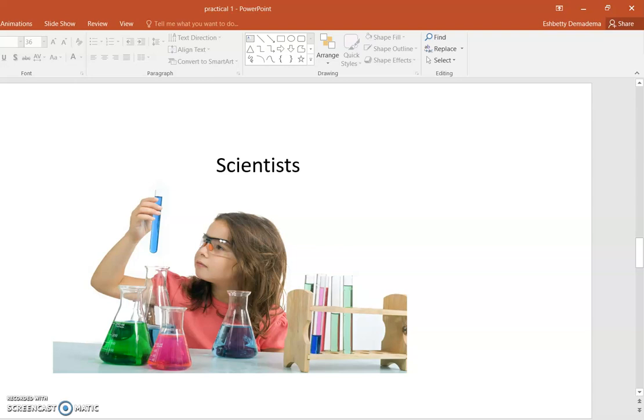So, to answer their questions, they normally conduct a scientific investigation, or they do a scientific test, or they do a scientific experiment. Scientists are always following a careful plan when doing investigations, and you'll find that all of them follow a certain plan.